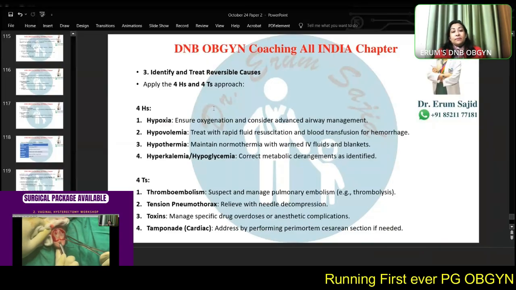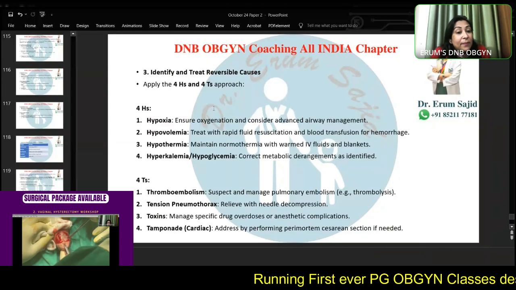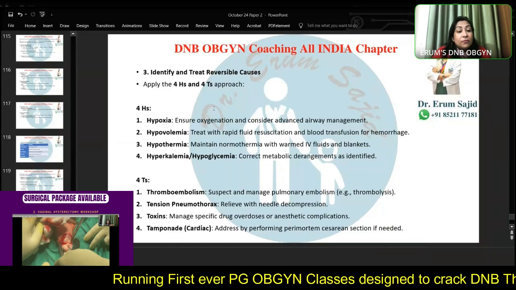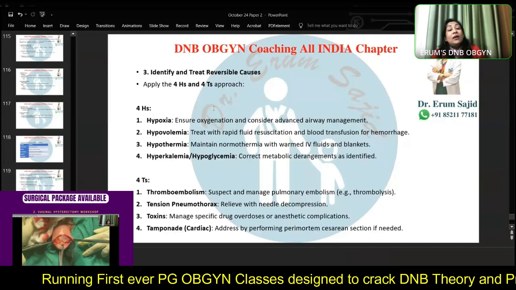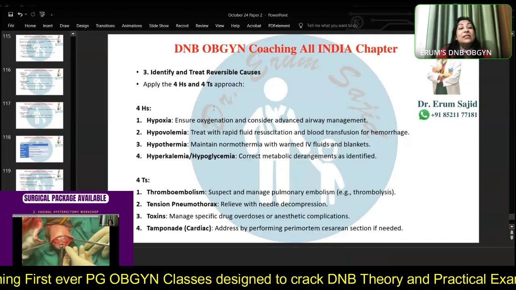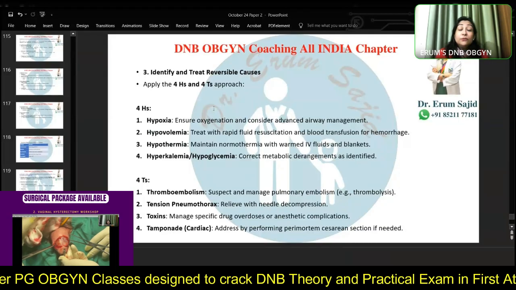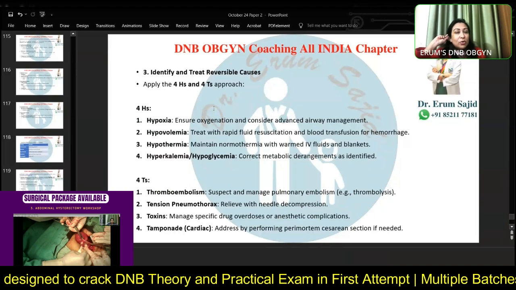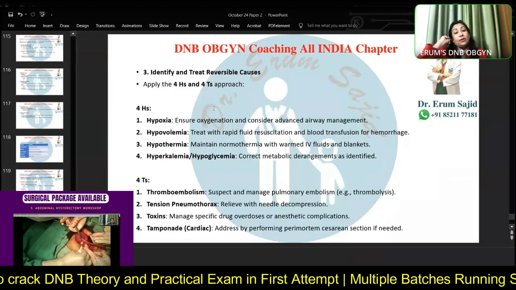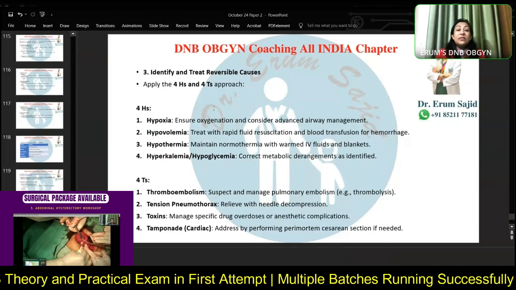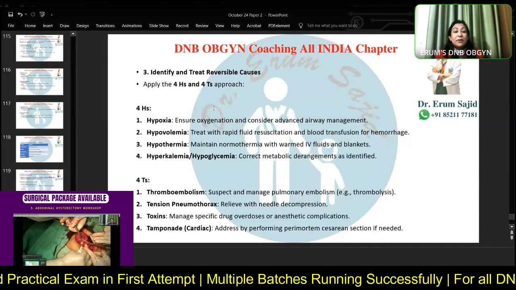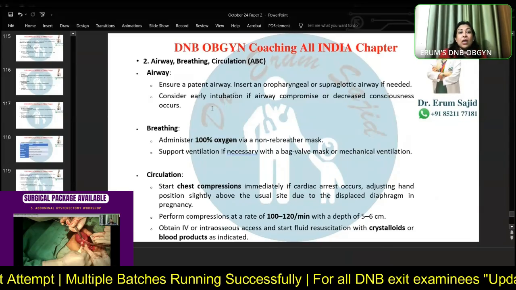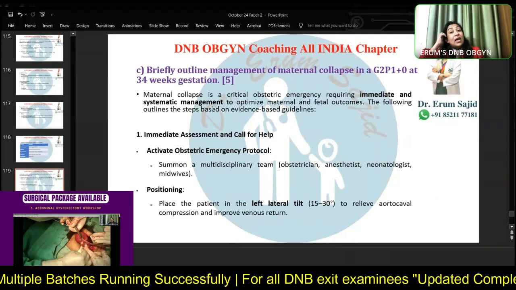4H and 4T. Hypoxia, hypovolemia, hypothermia, hyperkalemia. These are the 4H. And the T's, where is that? Oh, sorry: tamponade, toxin, tension, thromboembolism. These are the 4 T's for maternal collapse. Thromboembolism, tension pneumothorax, toxicity, and tamponade. Okay. Hypoxia, hypovolemia, hypothermia, hyperkalemia, these. Okay. Now, the question was, briefly, this is the last question.